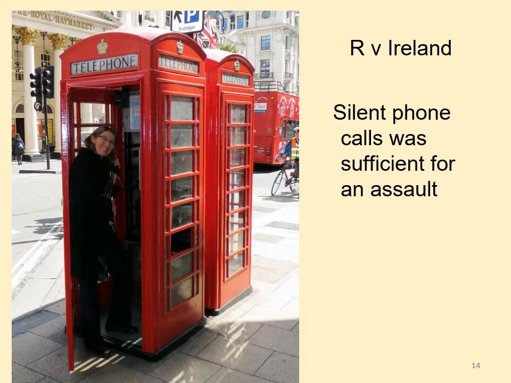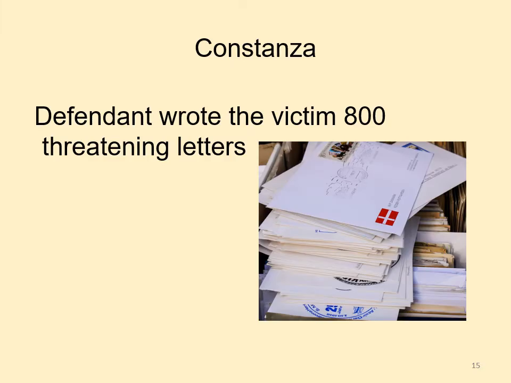So your defendant does something and it has the impact of causing your victim to fear immediate unlawful force. A similar case which you might want to have a look at is R v Constanza, in which our defendant wrote the victim 800 threatening letters. Some of them contain threats, some of them just contain nonsense, but nonetheless it was held that this was also an assault. Clearly our defendant knew where the victim lived because they knew how to address the envelope, and that was sufficient for the assault.